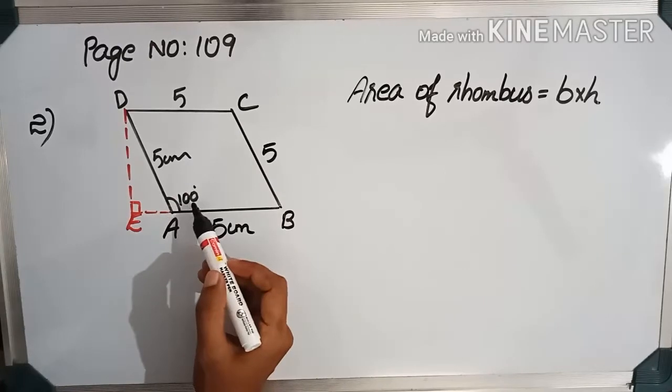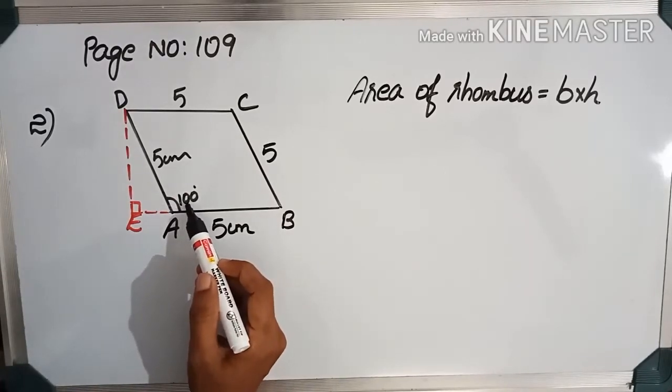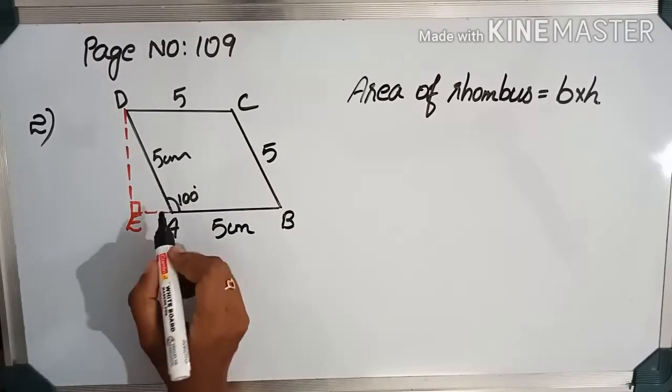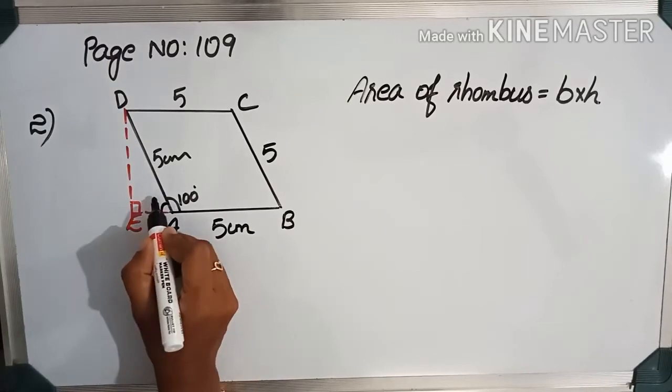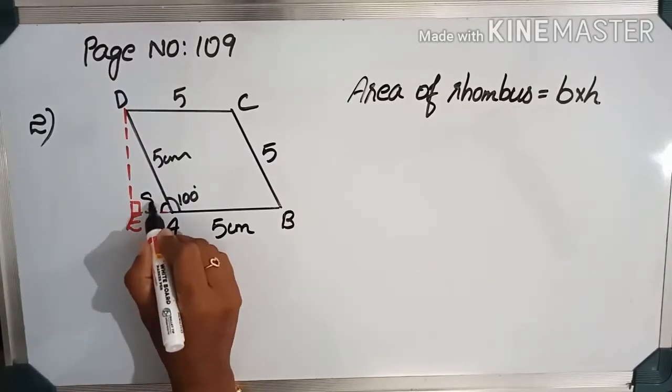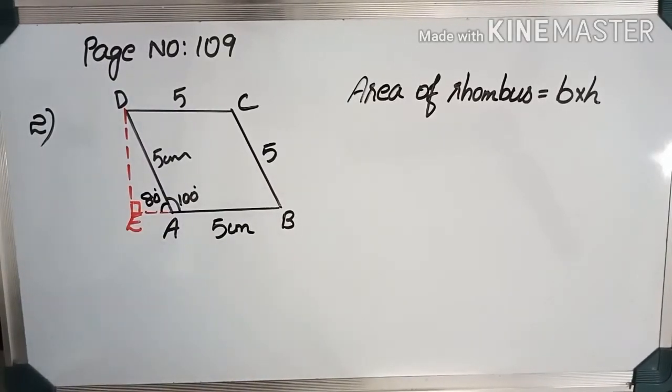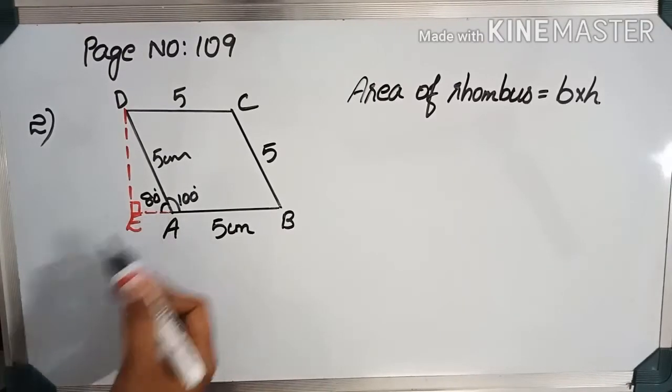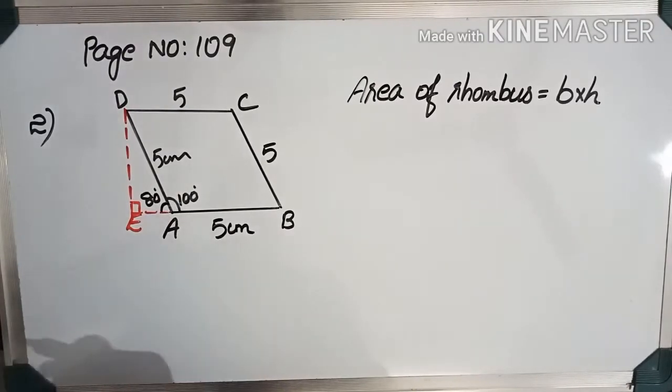Here this angle is given as 100 degrees. So this is 100 degrees, which means this will be what? Linear pair. That is, this angle will be 80 degrees. This angle A, the next angle, will be 80 degrees. Now it is easy to apply the trigonometric value.